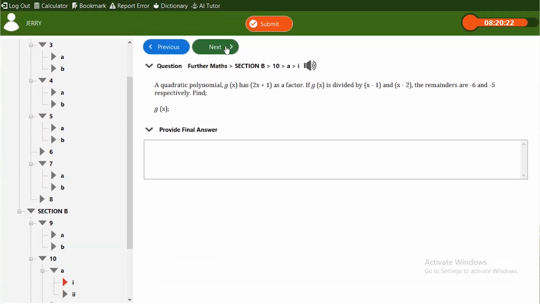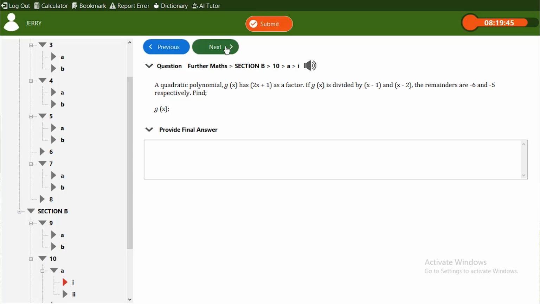This is question number 10 now. Question number 10 is about 10i: a quadratic polynomial g of x has 2x plus 1 as a factor, and if g of x is divided by x minus 1 and x minus 2, the remainders are minus 6 and minus 5 respectively. Find g of x. Meaning they are interested in the equation.